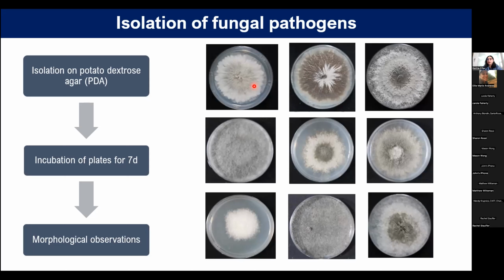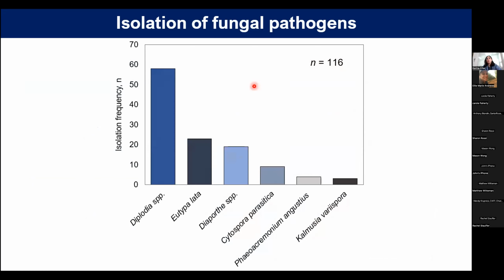As you can see here, we have different morphologies, like in this picture, different colors, different structures that you can see. So we classified them. We got a total of 116 isolates, and the most prevalent belonged to Diplodia. We got different species of Diplodia, and then it was followed by Eutypa lata.